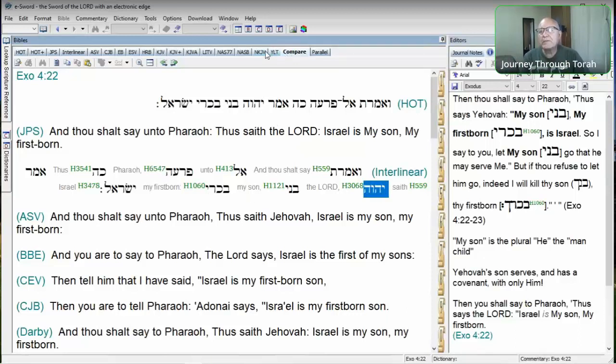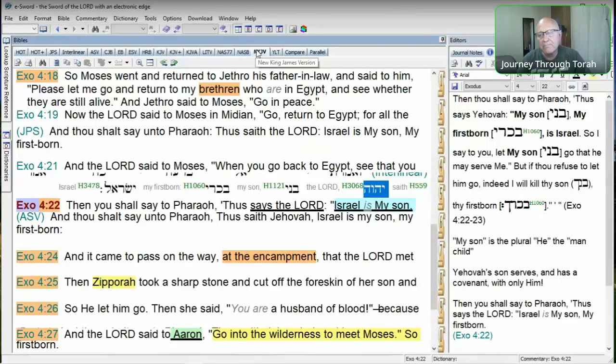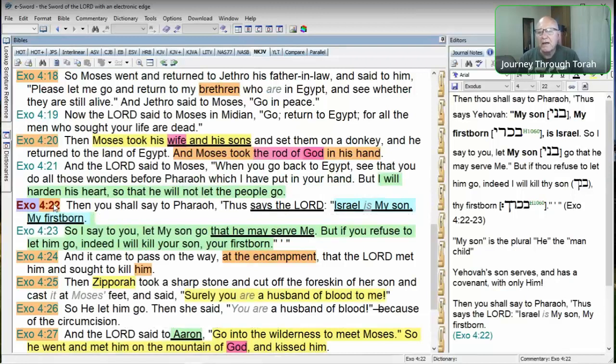In this particular portion where Yehovah is commanding Moses to talk to Pharaoh, he says, "Israel is my son, my firstborn." So here, remember I said it's not about the children of Israel. It's not even about sons of Israel, although that's better.